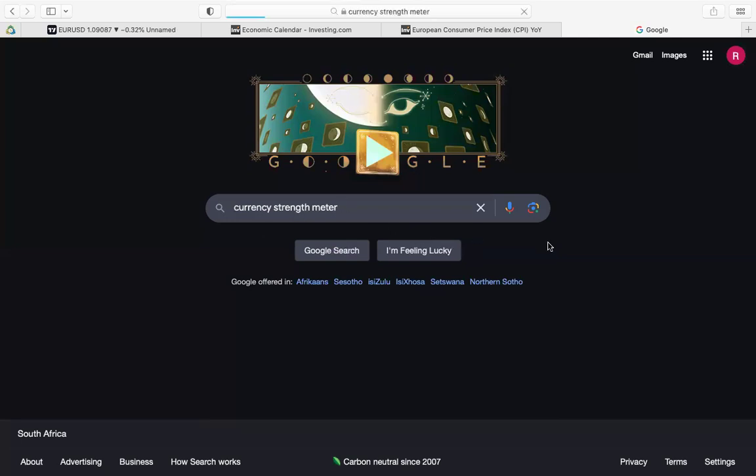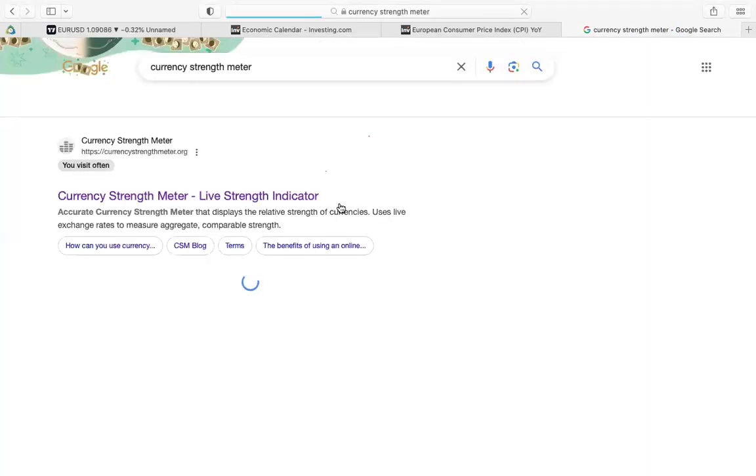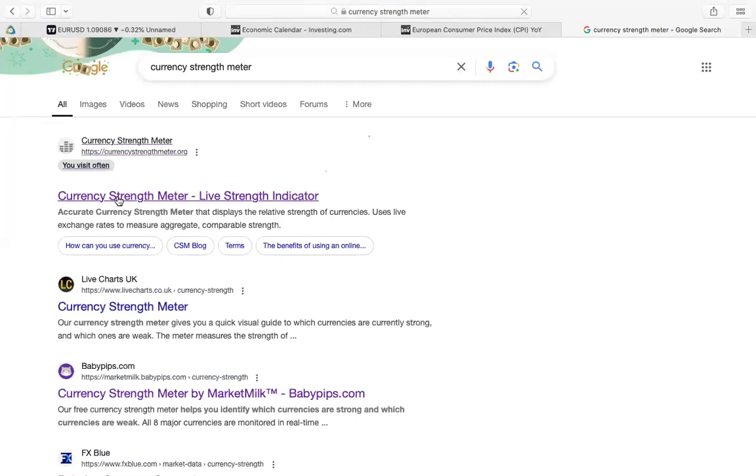Currency strength, nice. Let's go. This is very nice, guys. I hope it makes sense.